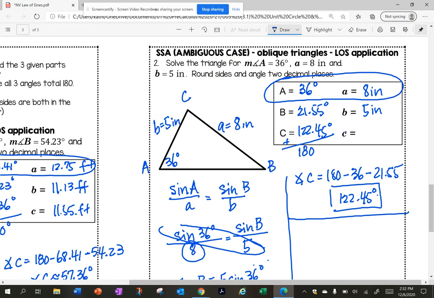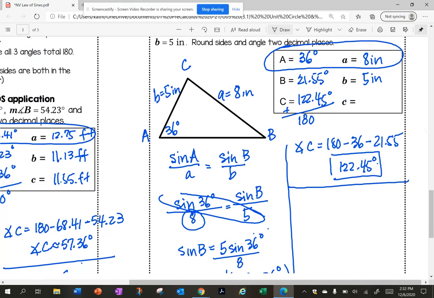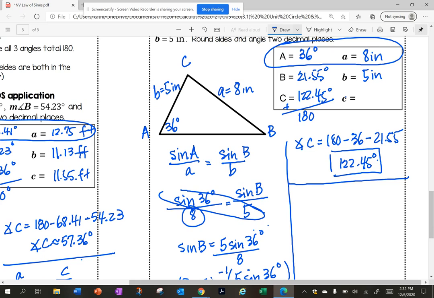So next I'm going to find side C, and I'm going to use my original fraction with my side angle pair with A. So this time I'm going to use my fractions with A and C. So I'm going to set up the sine of 36, sine of angle A, divided by side A, which is 8, equals the sine of C, which is 122.45 degrees, divided by side C.